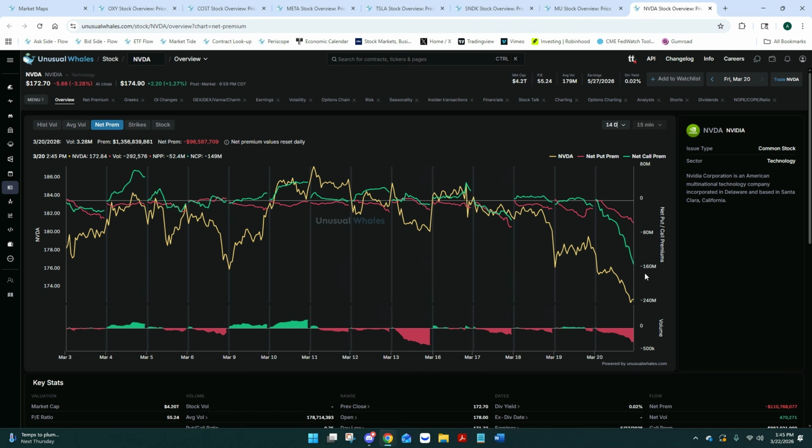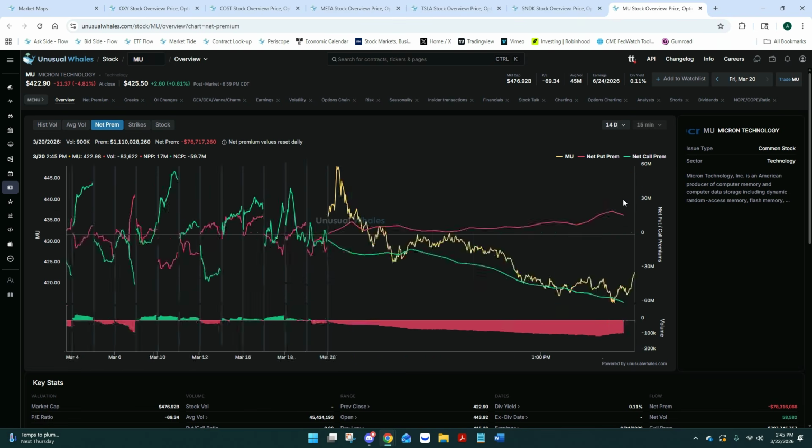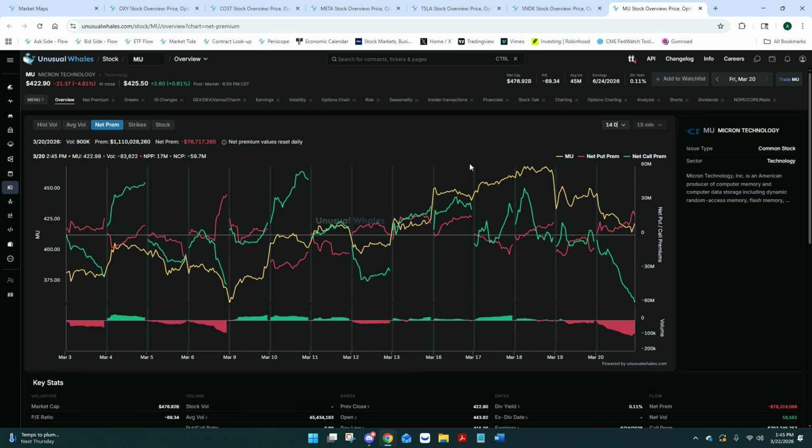So this is something that's not really sticking out to me. Let's look at MU here. Pop this 14. So MU is an interesting one here. This could be something of interest possibly for you because you see a big drop off here in that net call premium here, and a lot of negative volume here.